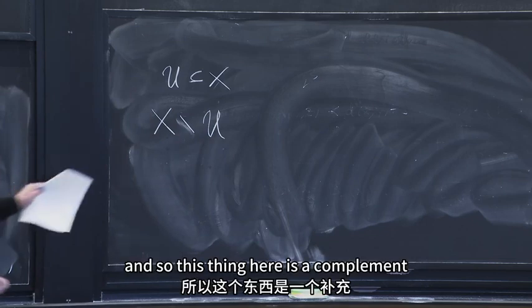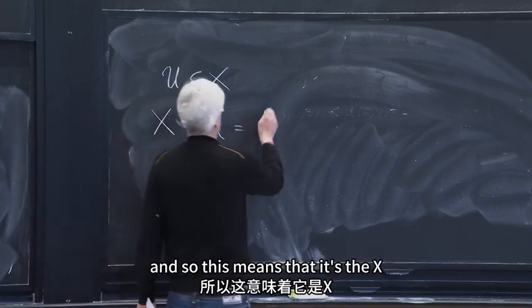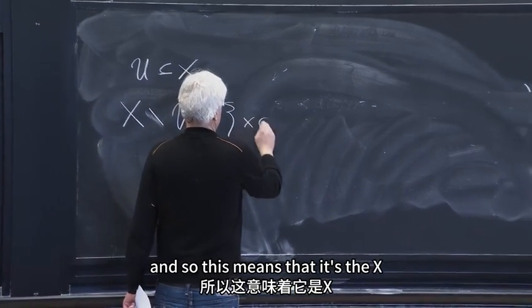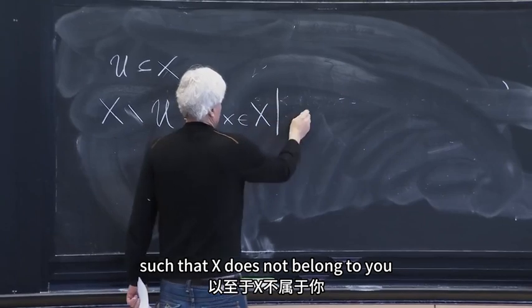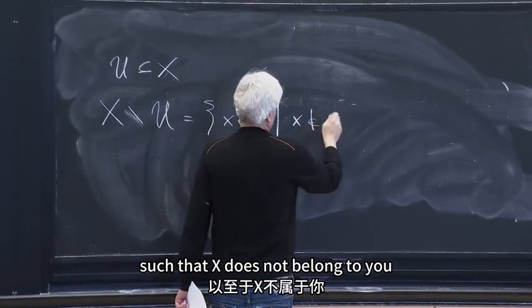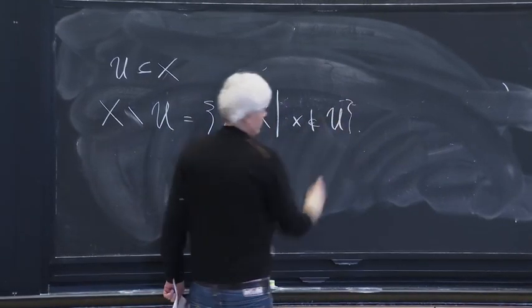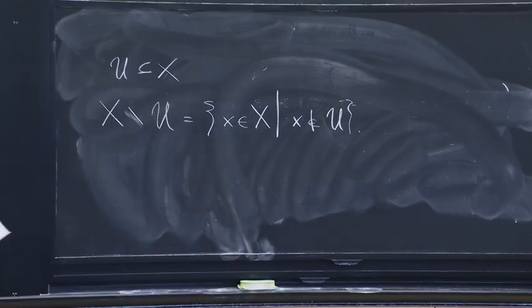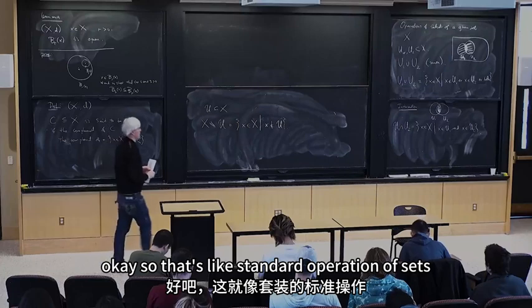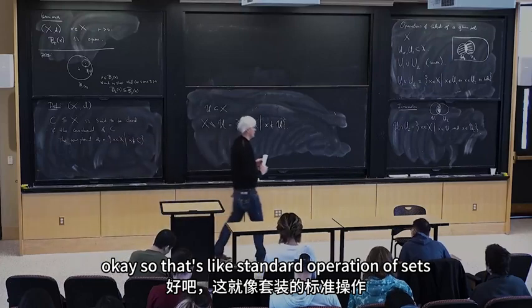And so this thing here is a complement, and so this means that it's the X such that X does not belong to U. Okay. And so now, that's like standard operation of sets.